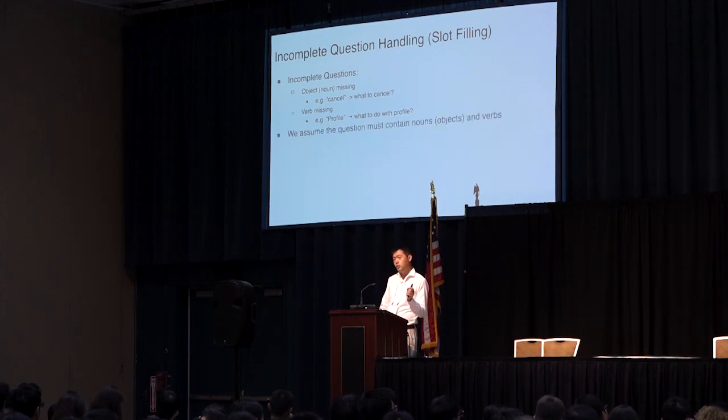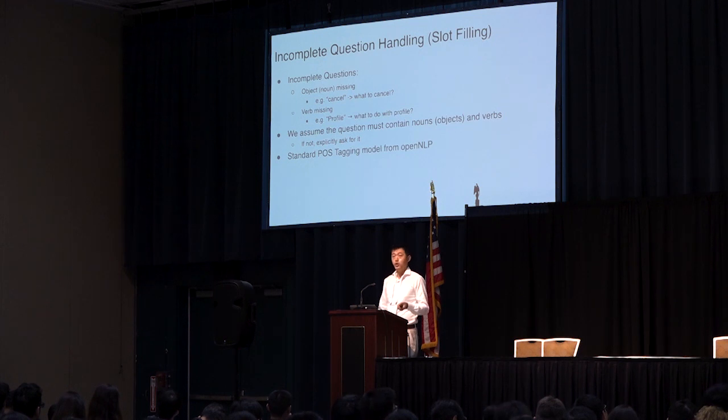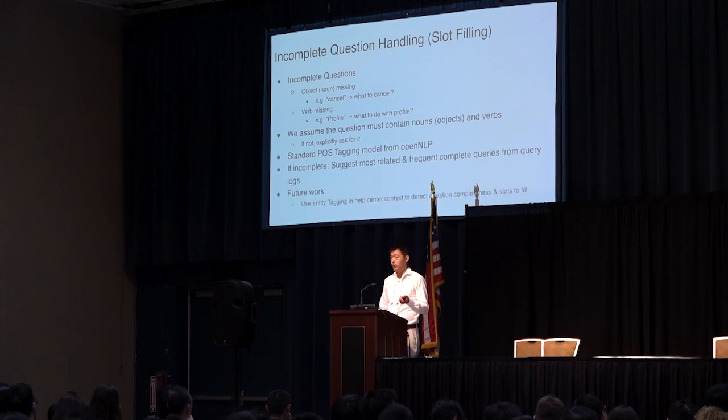So that's why we assume the question must contain an object and a verb, right? If not, we're going to explicitly ask for it. So we use a standard POS tagging model here. And of course, Huiji, when we talk about entity tagging, right? We can actually use entity tagging.